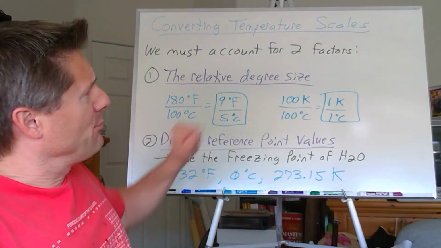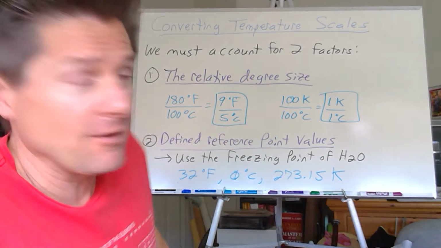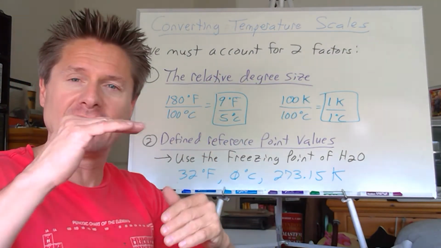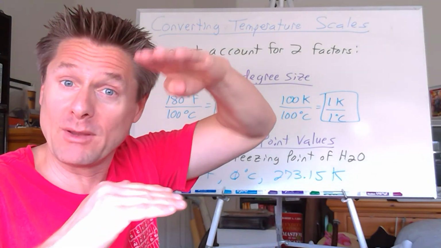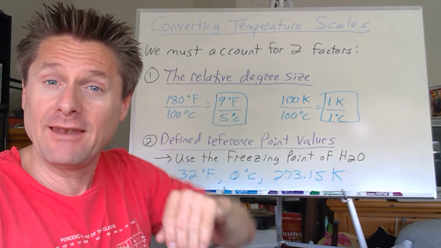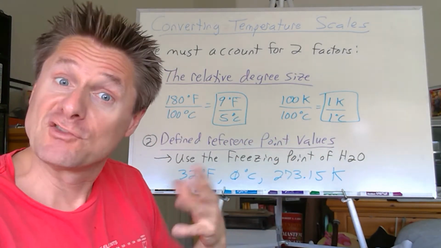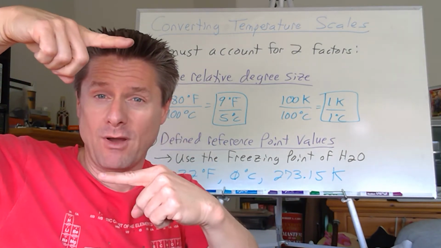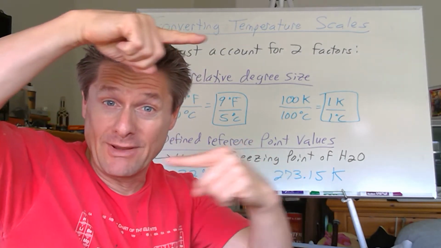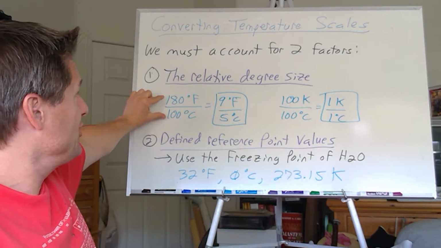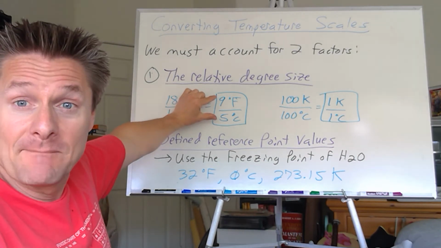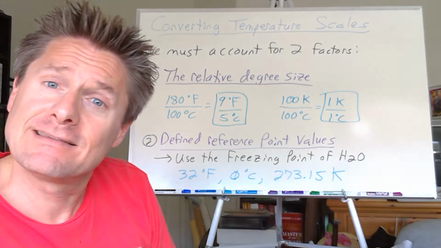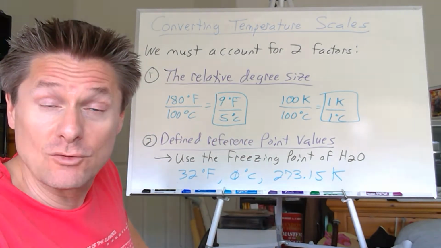So what I just talked about, let's put numbers to it. If we're going to convert one scale to another, there are two factors we have to look for. The relative degree size, looking at the difference between the freezing point of water and the boiling point of water. Remember, that was 180 degrees Fahrenheit, 100 degrees Celsius, and 100 Kelvin. So 180 degrees Fahrenheit between the freezing and boiling point of water must be the same as 100 degrees Celsius. If we take that ratio, 180 over 100, that's 9/5, which means 9 degrees Fahrenheit is equivalent to 5 degrees Celsius. And this is by definition, we're going to use exact.